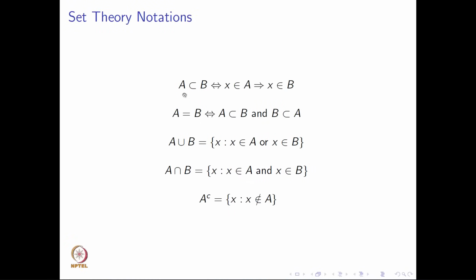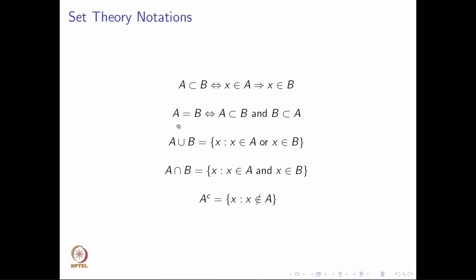Since we are considering sets in terms of sample spaces and events, we will quickly go through the basic set theory notations. As usual, capital letters indicate sets and small letters indicate set elements. We first look at the subset relation. For all x, if x element of A implies x element of B, then we say that A is a subset of B, or A is contained in B.